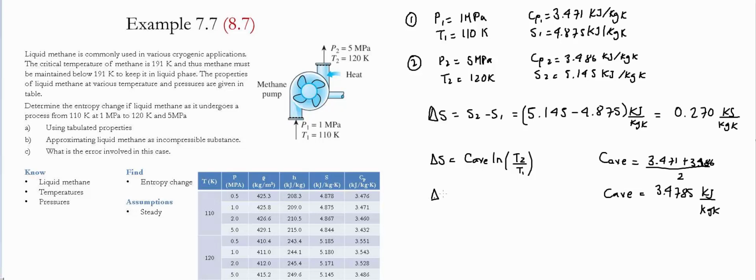We take this value and we replace it in the equation. So this is 3.4785 kilojoules per kilogram Kelvin, and then we multiply by the natural log of the ratio of the temperatures. This is equal to 120 Kelvin divided by 110 Kelvin, and we find that the change in the entropy is going to be equal to 0.303 kilojoules per kilogram Kelvin.